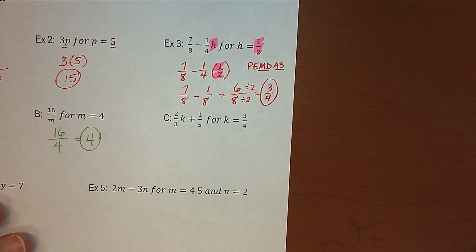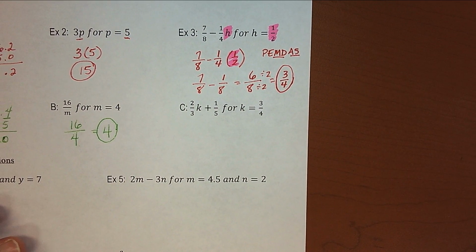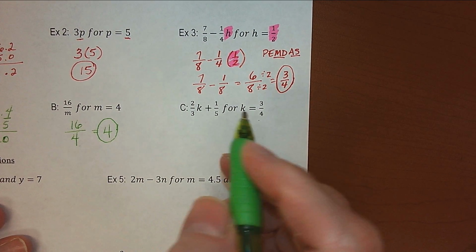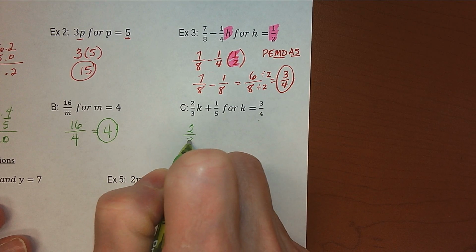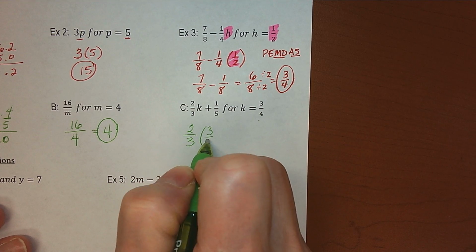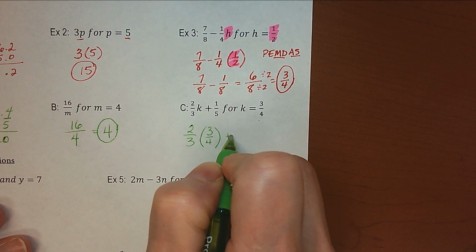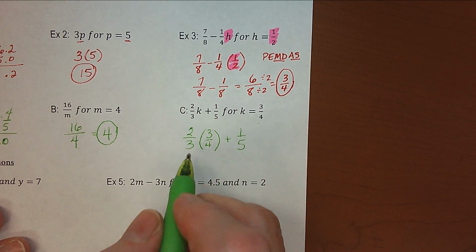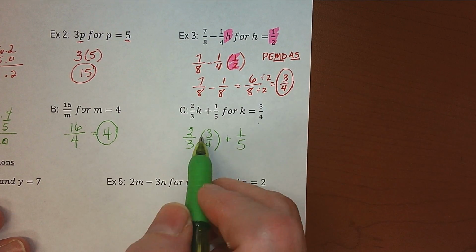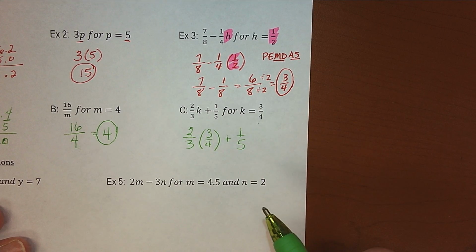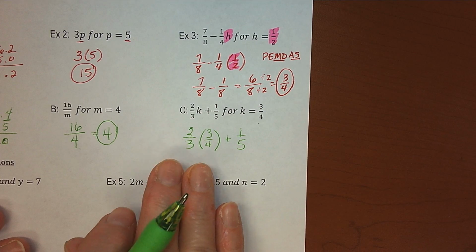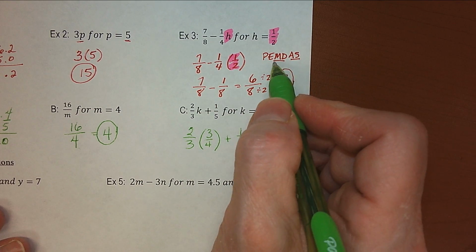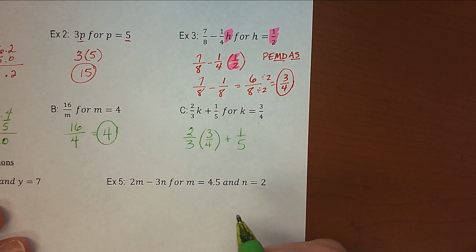And then finally, 2/3 times (k plus 1/5) if k is 3/4. So we have 2/3 times (3/4 plus 1/5). According to our order of operations, we do our parentheses, no parentheses, really. I just put that parentheses there to separate it from the 2/3. It's another way to show multiplication. So we multiply or divide. We've got a multiplication problem here.